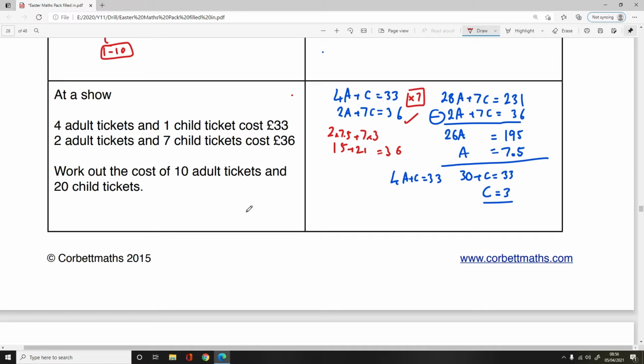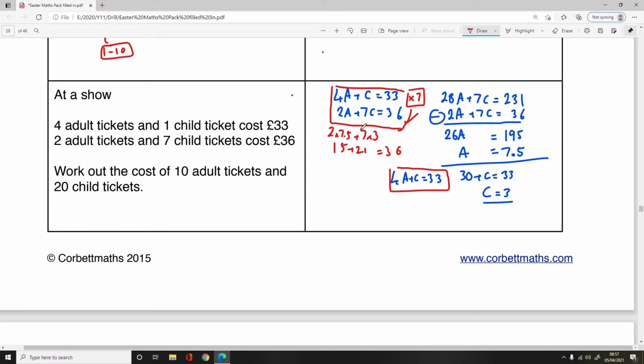Lastly, we've got a simultaneous equation. So I started up here. Put the thing they give you in terms of algebra. So we've got 4 adults and 1 child, so 4a plus c, 2 adults plus 7 children, etc. What I did from then was I multiplied the top one by 7. Now this might not be what you do, you might multiply the bottom one by 2. But I am really keen on getting the middle numbers to be the same, because it's then dead obvious whether I add or subtract. 7c and 7c, same sign, so we subtract. That gives us 26a is 195, a is 7.5, and then I sub that into 4a plus c is 33 to get that c had to be 3.